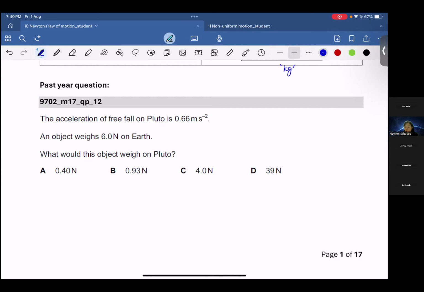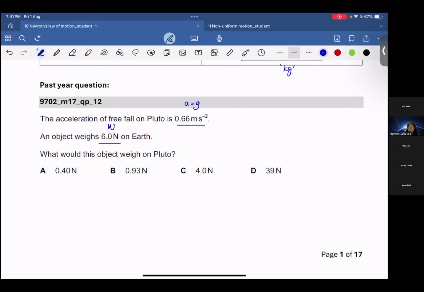John Ho says C. Okay, is it C? Others? Vashini says A. Yeah. So this one, gravitational free fall, you can say is A or g. It's the same thing. Then weight at here is W.